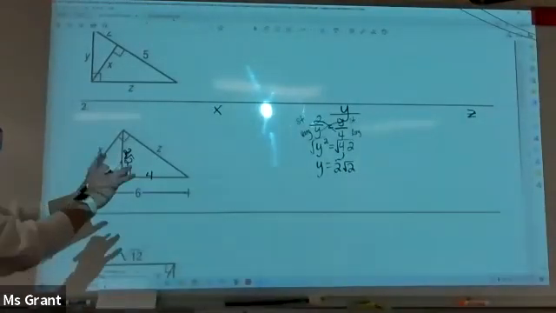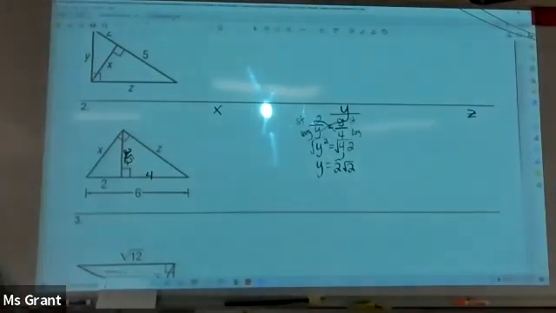Can we still make it a decimal or no? No, I don't want you to make it decimal. Let's just keep it, we're keeping everything in radicals today.